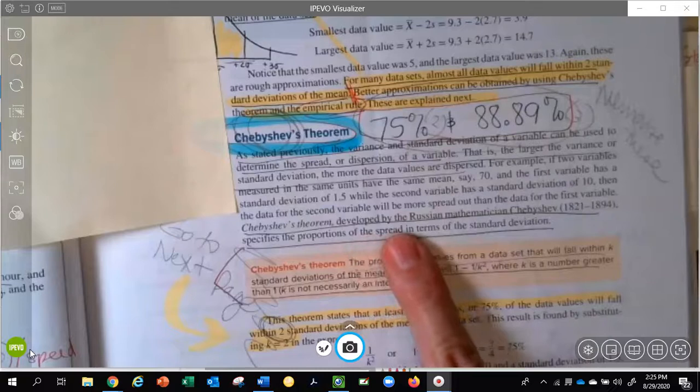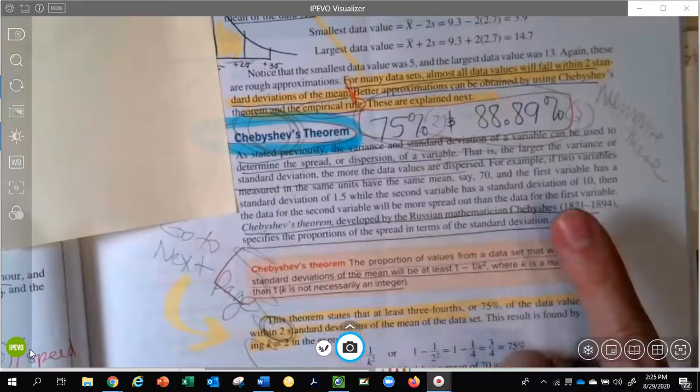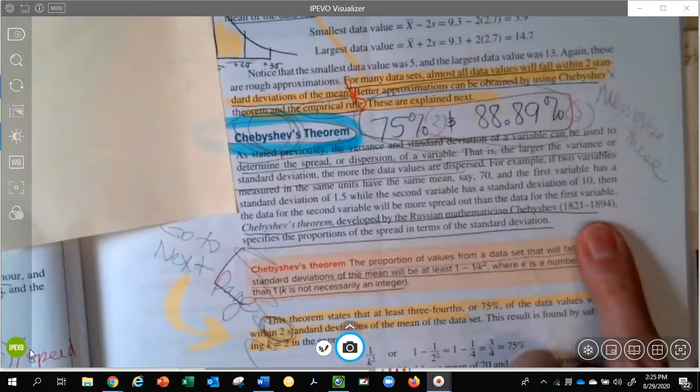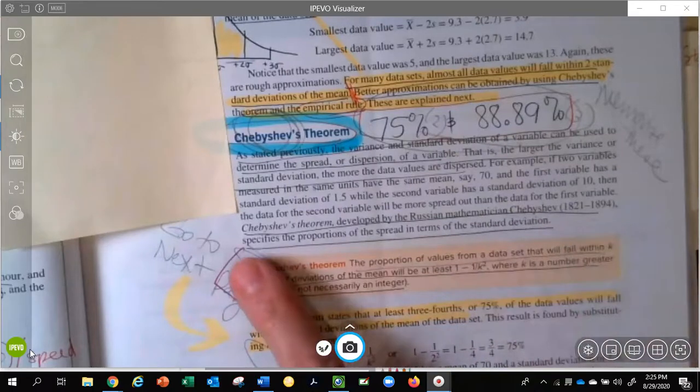Chebyshev's theorem was developed by a Russian mathematician, Chebyshev. He lived in the 1800s, and I'm just hoping somebody remembers something that I have said or done in a positive manner this far out, a couple of hundred years out, whenever I'm gone.